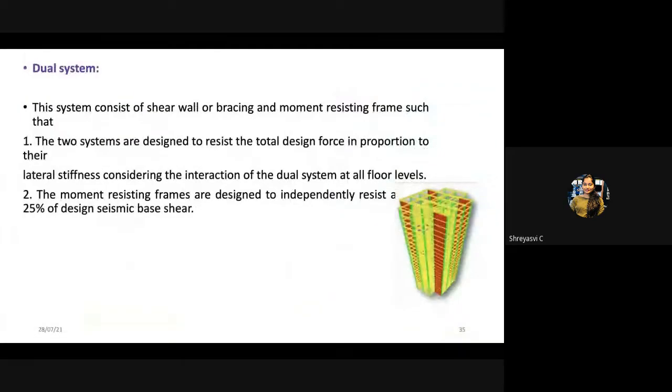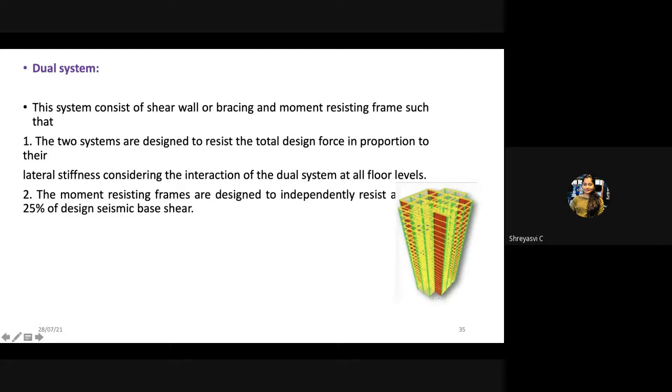Another one is a dual system wherein we use both the bracings as well as the shear wall. So this is like combined action. The red scheme that you're seeing here represents the shear walls, and the bracings are provided on the other side.